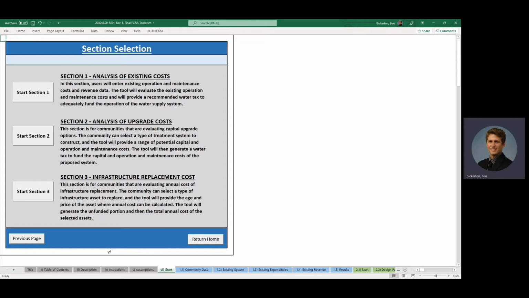The next page is the Start Selection page. The tool has 3 sections. Section 1, the analysis of existing costs, is used to establish water taxes to fund the operation of the existing water supply system. Section 2, the analysis of potential upgrade costs. And Section 3, the evaluation of annual infrastructure replacement costs on an annualized basis. Each of these sections can be completed on its own. So from this page, we can start any of the 3 sections, but for the purposes of this example, we'll start with section 1 and work our way through.